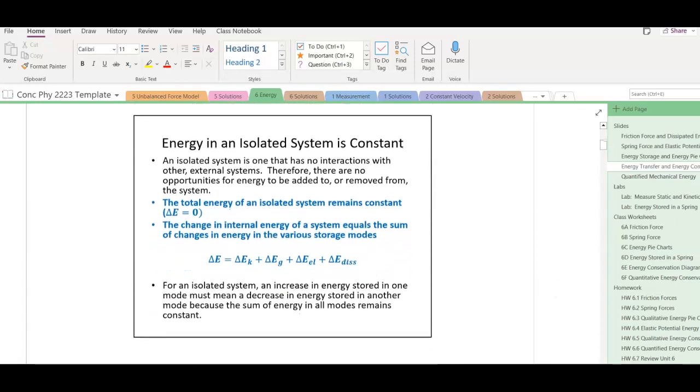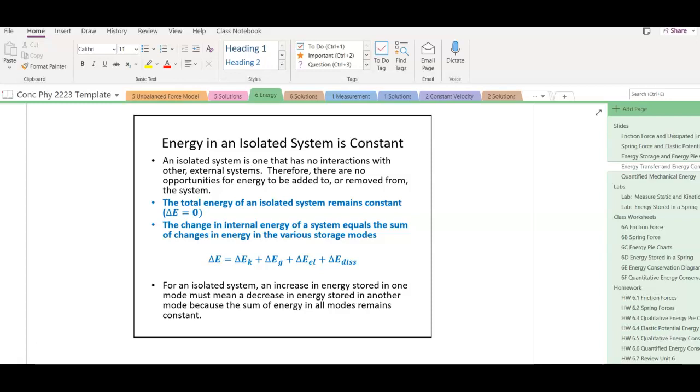So first, let's just recall that when we were talking about energy pie charts, we were talking about systems that were isolated. And because the system had no interaction with other systems outside of itself, the amount of energy in this system had to remain constant. In other words, the change in the energy, that's the delta E, had to equal 0.